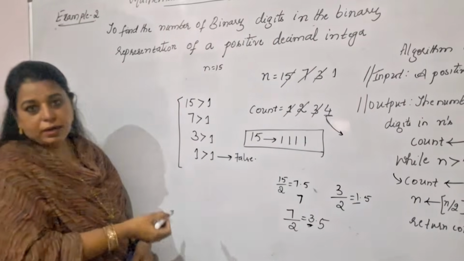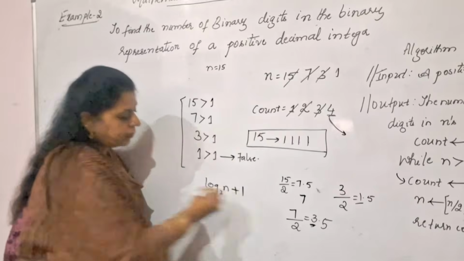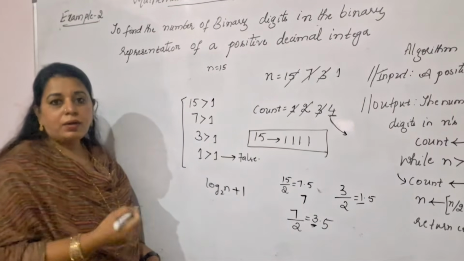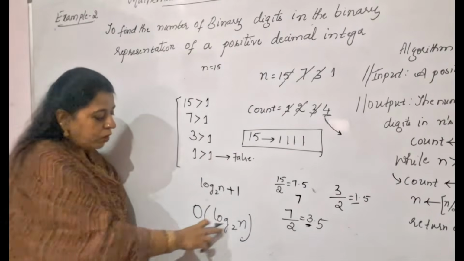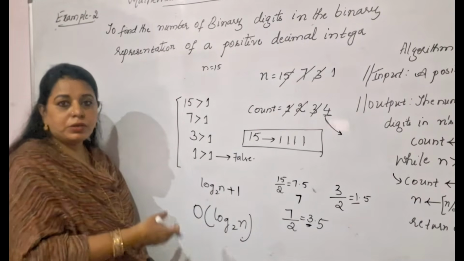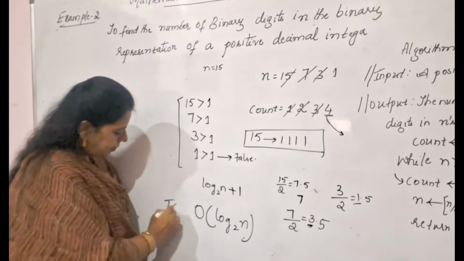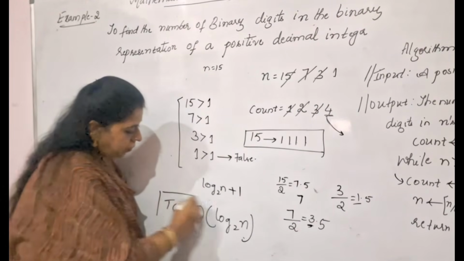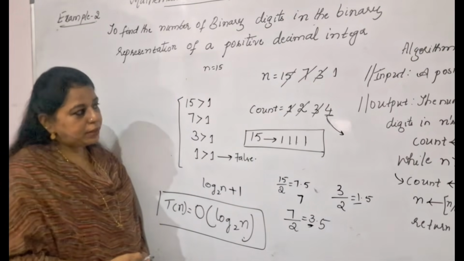The number of comparisons that are carried out for such an algorithm is log to the base 2 n plus 1. And the time efficiency for this algorithm is, what is n here? n is representing the positive decimal integer. So the time efficiency for this algorithm is T of n equal to big O of log to the base 2 n, where n is the positive decimal integer.